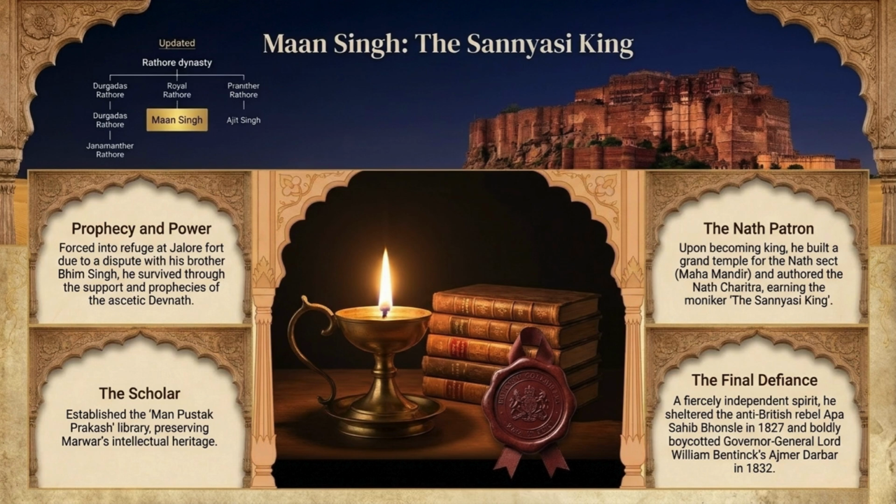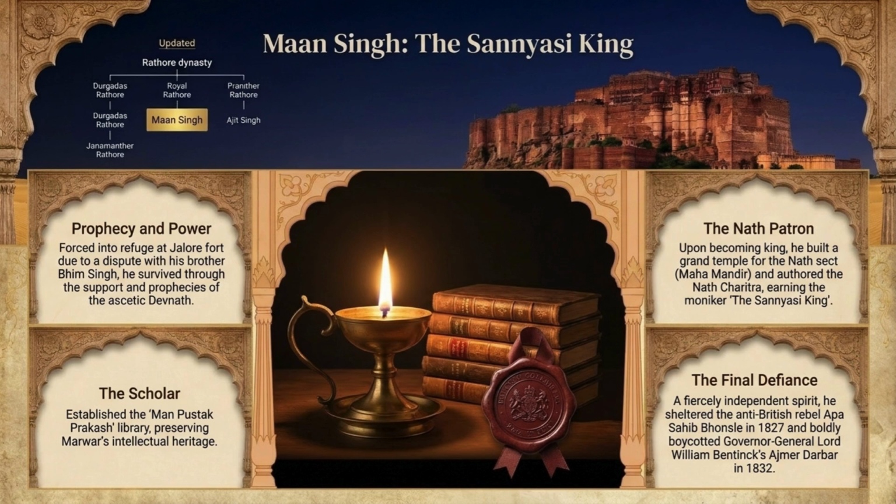Moving into the 19th century, we meet Maan Singh, known as the Sannyasi King. Earlier in his life, a dispute with his brother Bhim Singh forced him into refuge at the Jalore fort, where he survived through the support and prophecies of the ascetic Devnath. Upon becoming king, he built a grand temple for the Nath sect called the Maha Mandir, and authored the Nath Charitra. A dedicated scholar, he established the Man Pustak Prakash library to preserve Marwar's intellectual heritage.